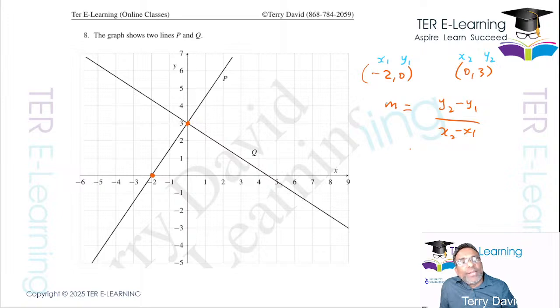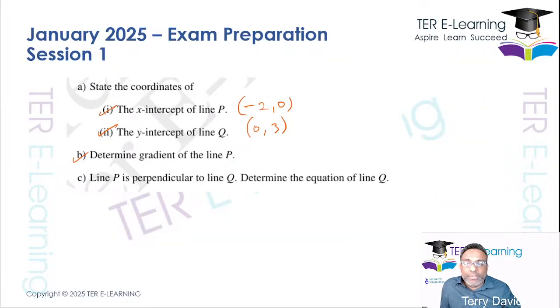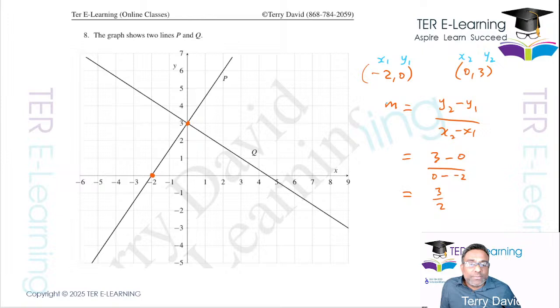That's how we work out the gradient of any straight line. So our y2 here is going to be 3 minus 0, and this is going to be x2 minus x1, which is 0 minus 2. So therefore, this is going to be 3 over 2, right? So that's the gradient here of line P. I hope that's making some sense, right?